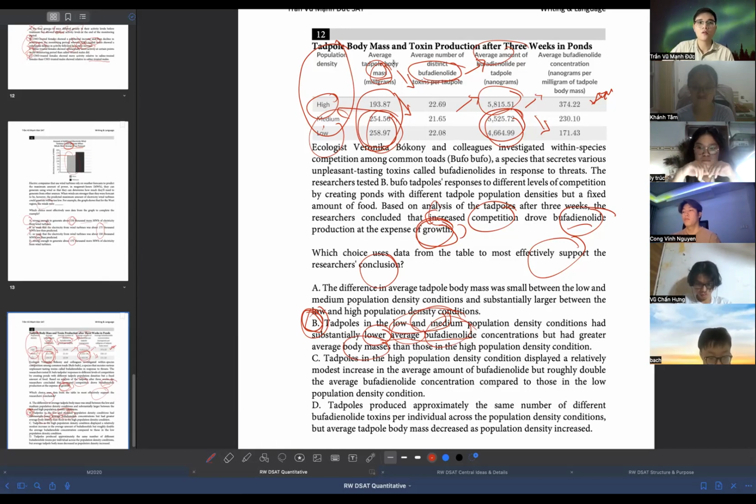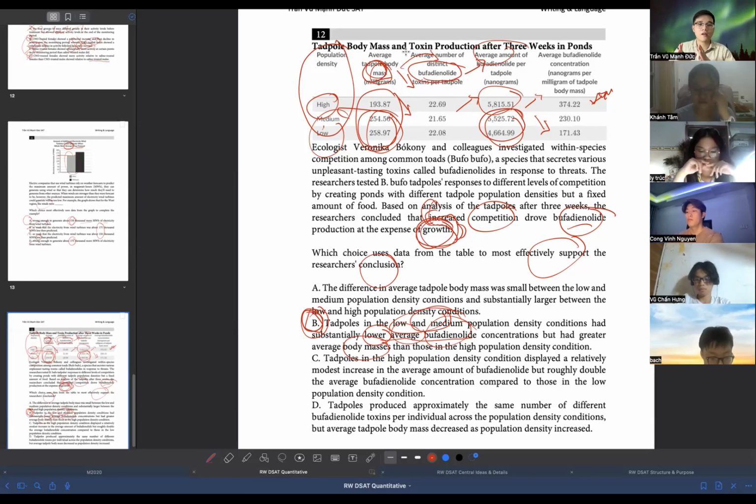So why do we know that is mass? Because we have to rely on the conclusion, and because we don't have any numbers that say growth percentage, we have to rely on the numbers that are available, which is mass, in contrast to the number of bufadienolide and everything like that, or the average number of that. So we have to rely on mass.